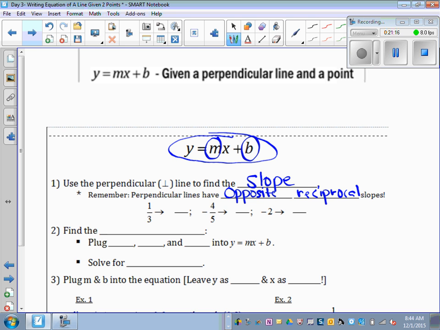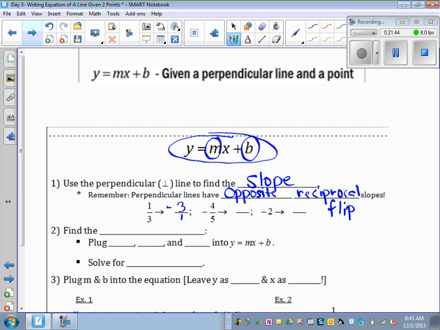Reciprocal means we just flip the fraction. You might want to write that underneath reciprocal. We flip the fraction. Right? So for example, 1/3, opposite of that is going to be a negative fraction, because it's currently positive. And the reciprocal means we flip the fraction. So it's 3/1, which is just -3.